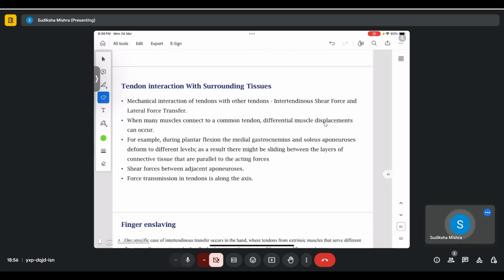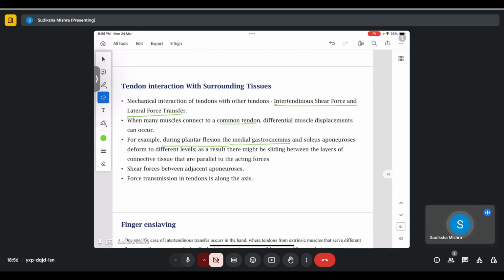Let's look at the tendon interaction with surrounding tissues. In general, there is mechanical interaction of tendons with other tendons. In very small areas, there might be multiple tendons present, and these mechanical interactions are known as intertendinous shear force and lateral force transfer. When many muscles connect to a common tendon, there are different muscle displacements, and there will be some shear and therefore some force transfer occurring between these tendons.